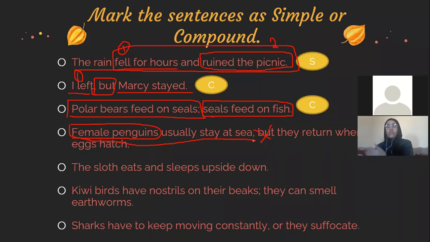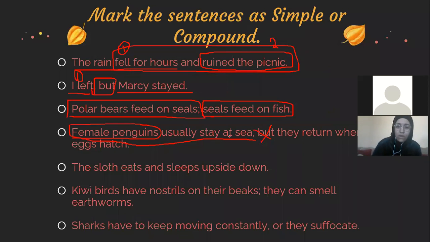Why did you move to the second part? We're working on the first part of the sentence. I'm talking about this part. Female penguins usually stay at sea. This part before the conjunction here. Okay? I have a subject, I have a predicate, and I have one idea. So this part makes an independent clause, Rena. Are you with me? Yes. Okay, let's now move to the second part.